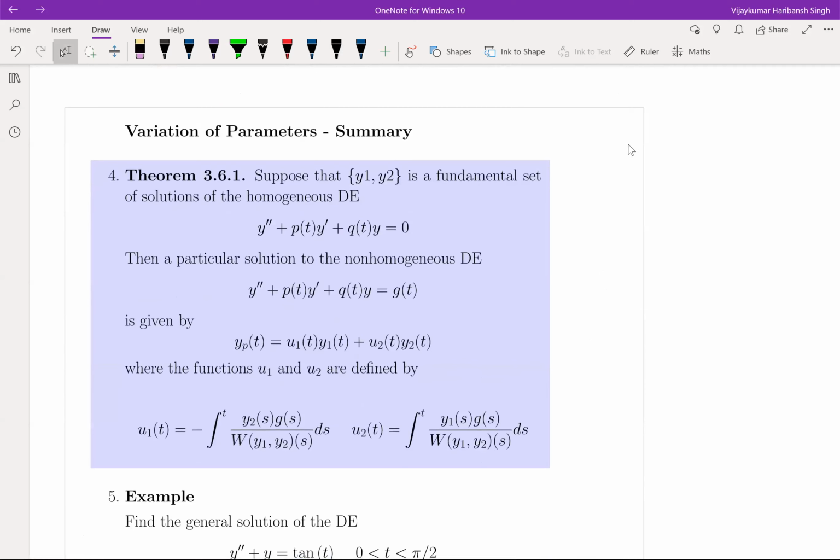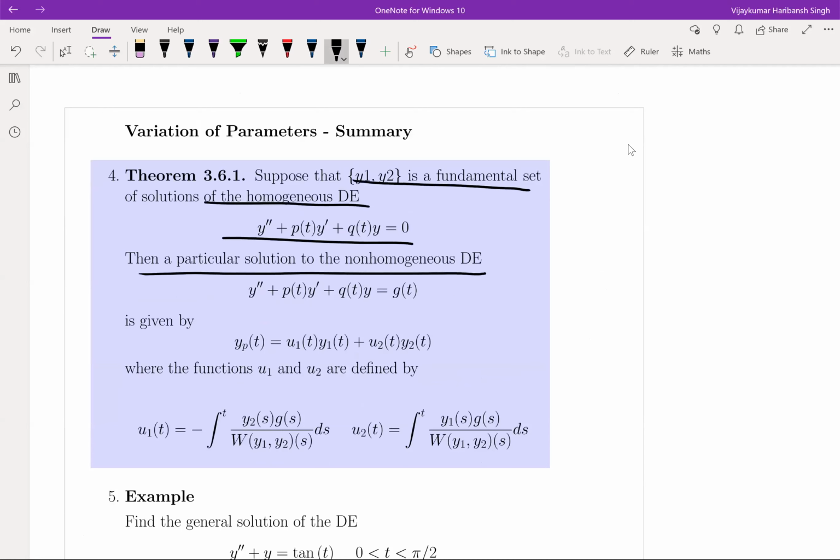This is the summary of what we discussed now. If y1, y2 are a fundamental set of solutions to the homogeneous differential equation, then the particular solution for the non-homogeneous differential equation y double prime plus p of t y prime plus q of t y equals g of t is given by yp equals u1 of t y1 plus u2 of t y2. And u1 and u2 are these functions. This result is called variation of parameters because you are adjusting u1 and u2 in a way that you get the particular solution.